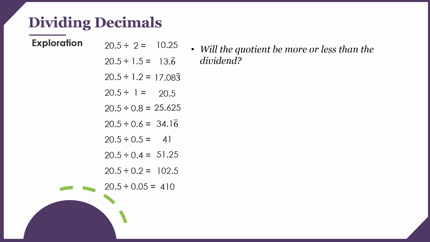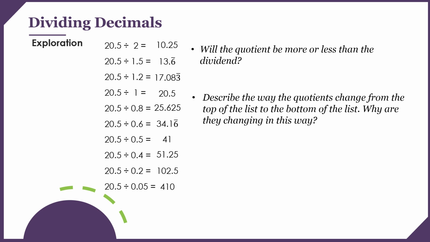And then ask them again to describe, how do the quotients change from the top of the list to the bottom of the list? And why is that? Why are they changing in that way? If we look at the top, we've got 20 and 5 tenths divided by 2, giving us 10 and 25 hundredths. And down here, we've got 20 and 5 divided by 500ths, giving us 410. Very, very big difference between those answers. Why is that?